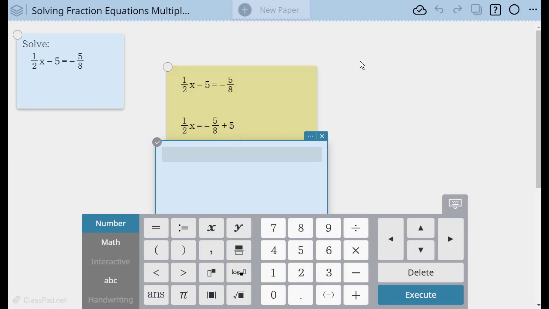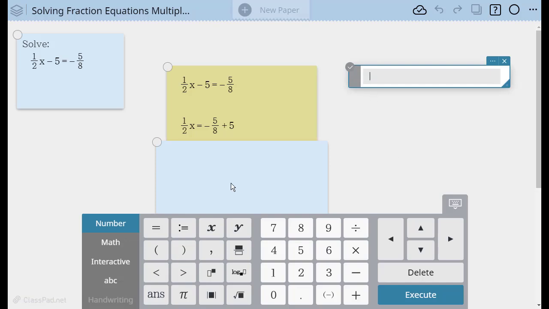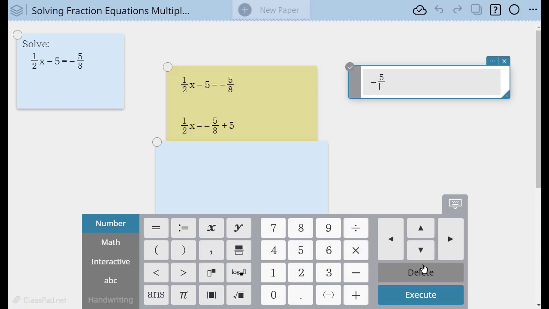And I'm going to pull up my calculate sticky. So that's this one here. And again, my soft keyboard comes up, and here's my fraction template. So I can just use the calculator now. I've shown my work, what I'm doing, and now I'm going to use the calculator to help me calculate. So I'm going to do negative. And I can hit the fraction template and enter my negative 5/8.